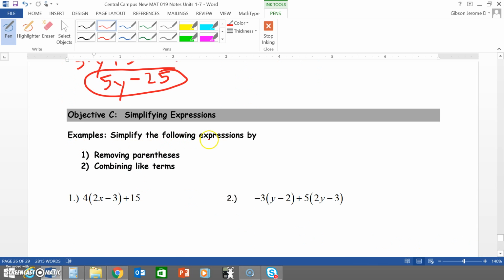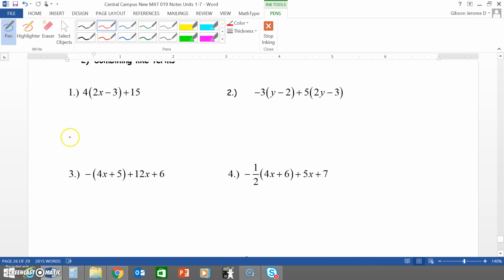Now we come to objective C, simplifying expressions. Example, simplify the following expressions by removing parentheses and combining like terms. Okay, so now, in this problem here, we're going to do the distributive property, because first of all, you can't do anything inside of these parentheses. We still have to remember our order of operations. There's no exponents. And then we have multiplication, so we'll do that first from left to right, but this time we'll do it in the form of the distributive property. So you have 4 times 2x plus 4 times a negative 3 plus 15.